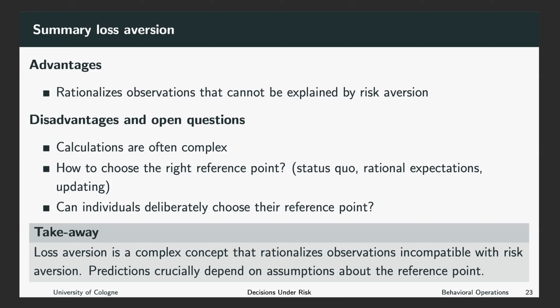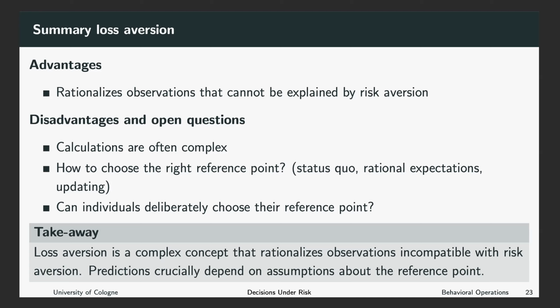So it might be the status quo, but the rational expectation could also form the reference point. When do you update your reference point in dynamic settings? So this ambiguity about the reference point is kind of problematic, because different reference points and different specifications of the reference point imply different predictions, which implies that the predictions of loss aversion depend on this reference point selection.